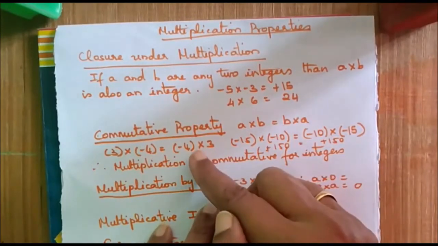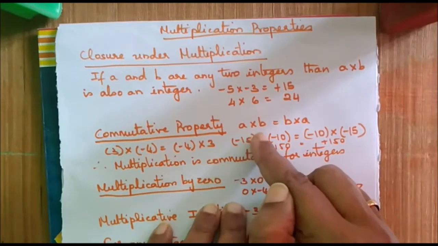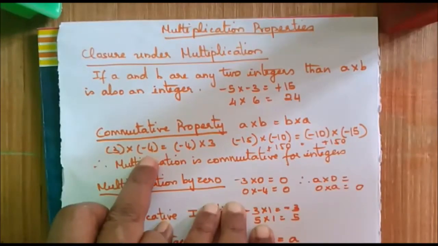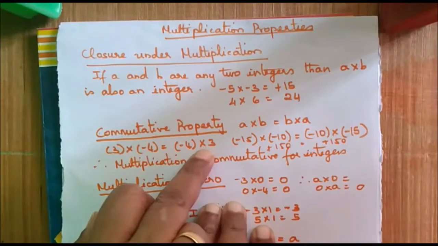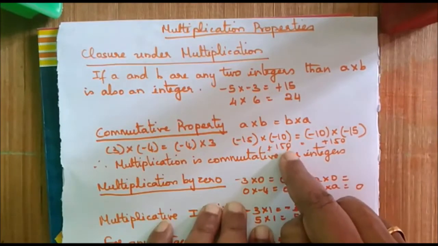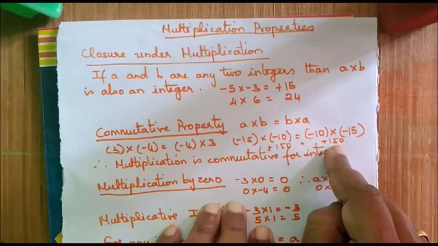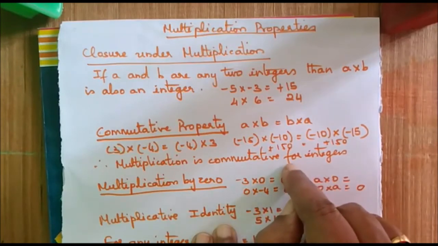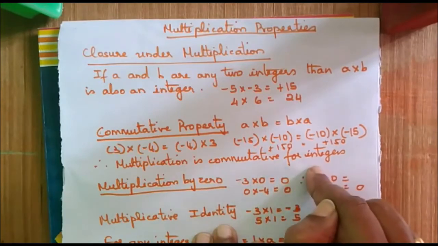Okay. We will now go to the next property, that is commutative property. What it states is a into b is equal to b into a. For example, 3 into minus 4 is equal to minus 4 into 3, which is nothing but minus 12. Similarly, minus 15 into minus 10 is 150. Similarly, minus 10 into minus 15 is also 150. Hence, the commutative property holds good for multiplication in integers. Multiplication is commutative for integers.